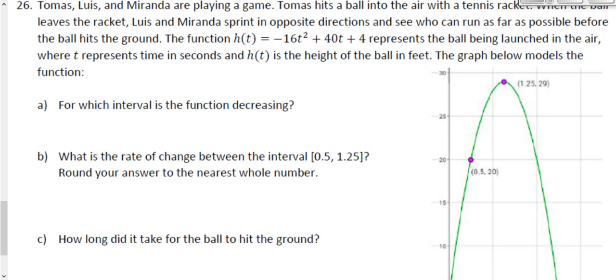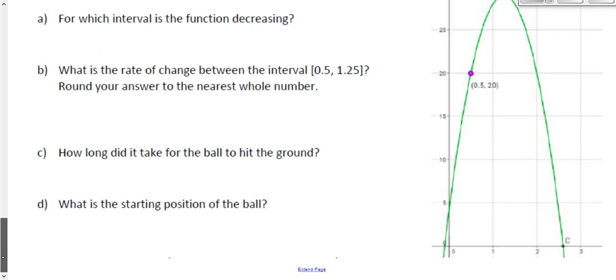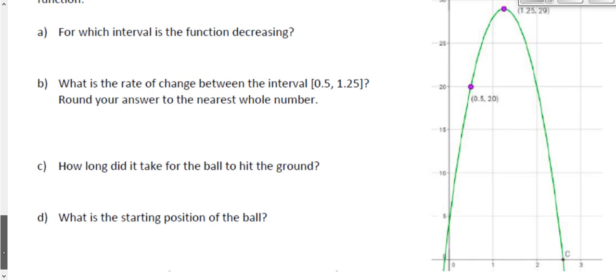And the first question is, for which interval is the function decreasing? Now, decreasing just means going downhill. So we're looking for an interval where we're going downhill. Now, the graph is going downhill in this area here. And so it starts going downhill at this x value here, which according to this ordered pair is 1.25. So that's where we're going to start decreasing.